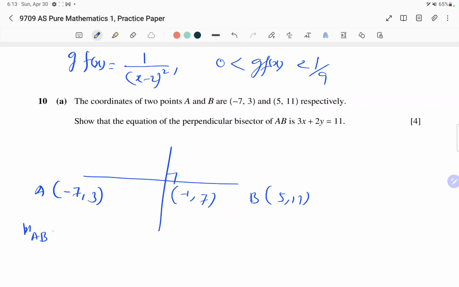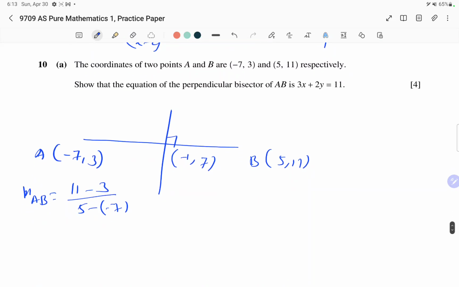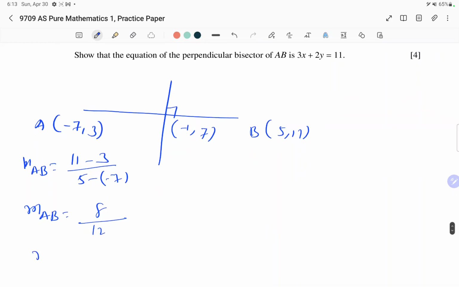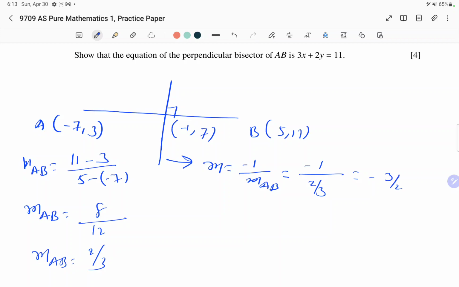And for the gradient of AB, I need to find y2 minus y1, 11 minus 3, over x2 minus x1, so 5 minus of minus 7. So 11 minus 3 is 8, and 5 plus 7 is 12. Now m of AB is 2 over 3. Then we know the gradient of the perpendicular line is minus 1 over the gradient of AB. So minus 1 over 2/3 will be minus 3 over 2.